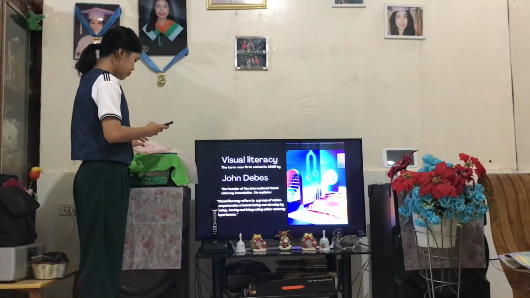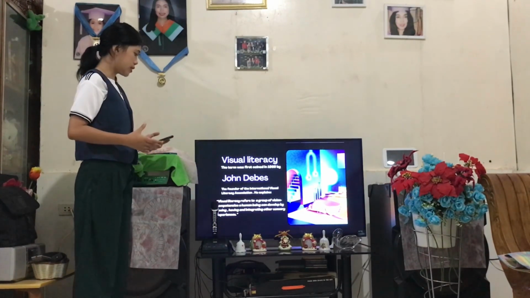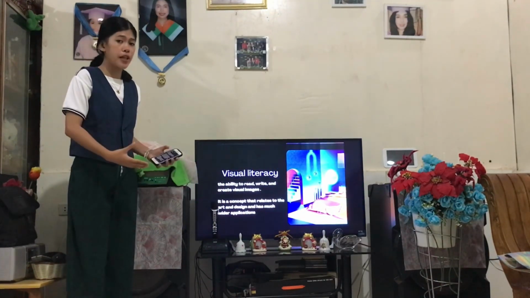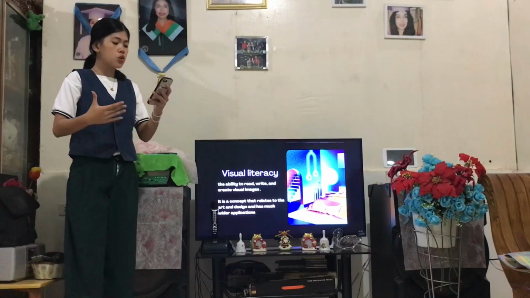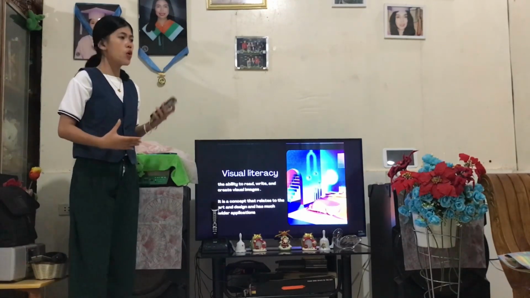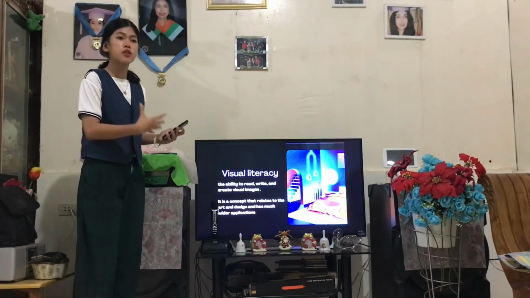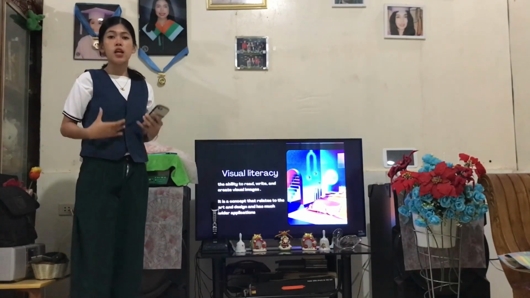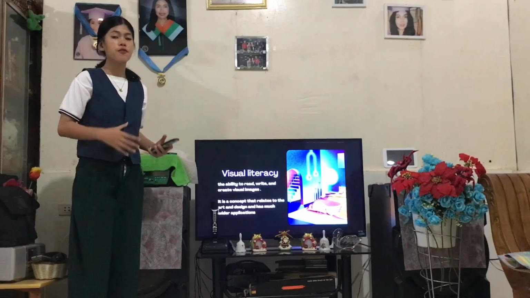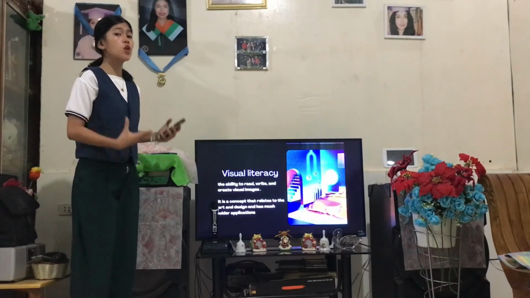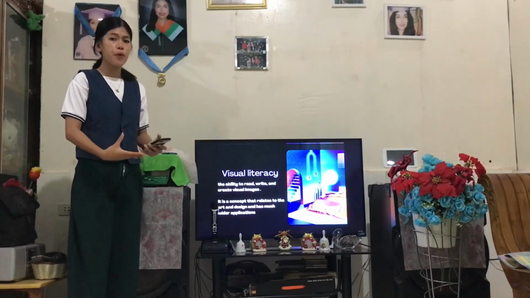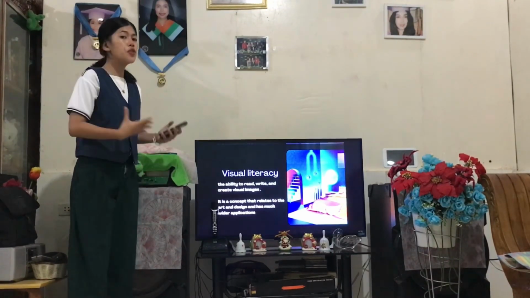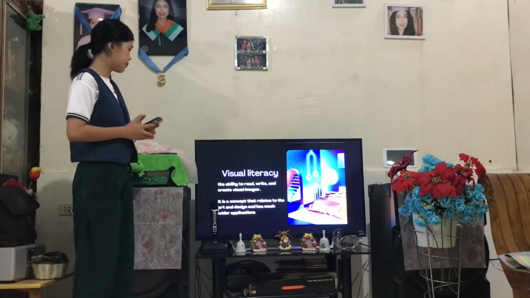So, visual literacy is the literacy to interpret, to create, and to understand visual images. It goes beyond traditional literacy to include the ability to read and create visual images, which allows individuals to interpret and comprehend messages through visual means.